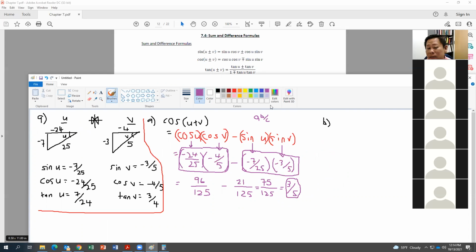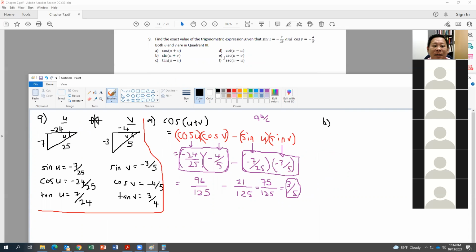Now what you guys need to do for me is the sine piece, sine of u plus v. I'm going to copy this down, class, because I will put you guys in groups again. Make sure you copy these triangles down. This is important. And then you have to tell me how you find sine u plus v. I'll give you a couple of minutes to copy this down.